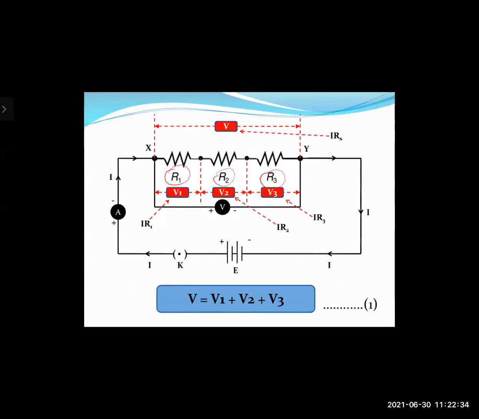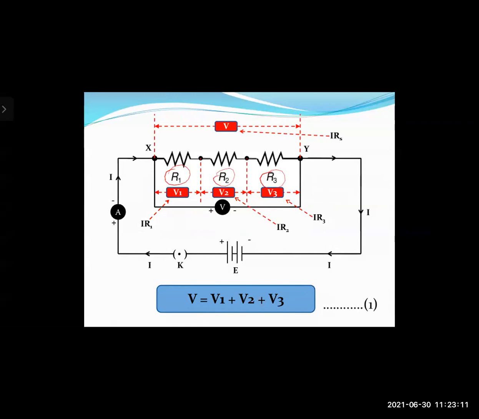Then we know that the total voltage across points X and Y is given as the sum of the individual voltages, that is V1 plus V2 plus V3. Now if you apply Ohm's law for those individual voltages, say for example across resistor R1, what do we get? V1 equals IR1. If we apply Ohm's law for resistor R2, what do we get? V2 equals IR2. If we apply Ohm's law across resistor R3, you will get V3 equals IR3.